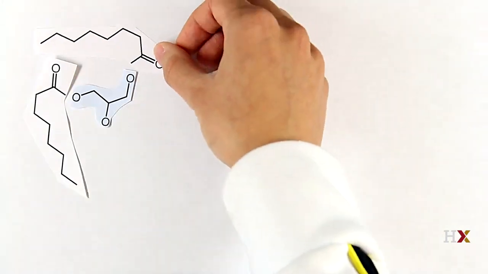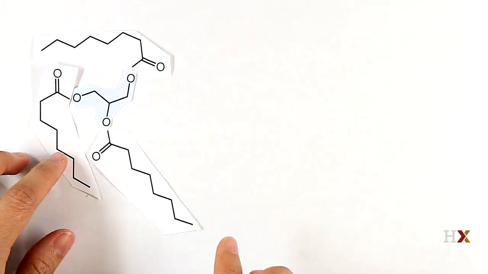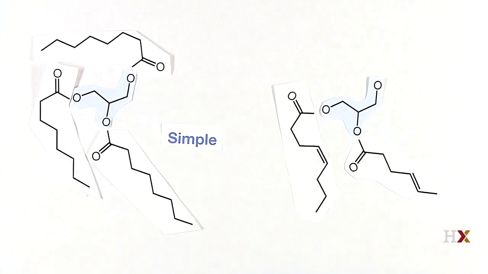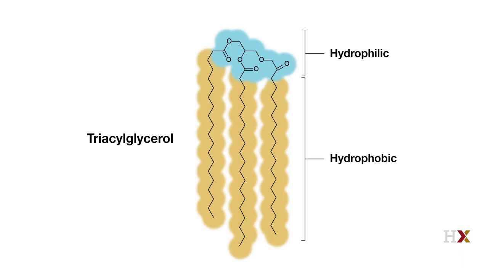A triacylglycerol can be simple, where the 3 tails are identical. Or, in a mixed triacylglycerol, the tails are different. The hydrophobic nature of triacylglycerol molecules has many consequences, from the amount of energy they yield by oxidation to the way they are stored within cells.